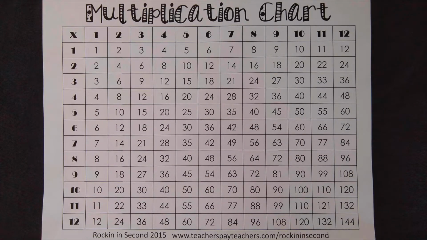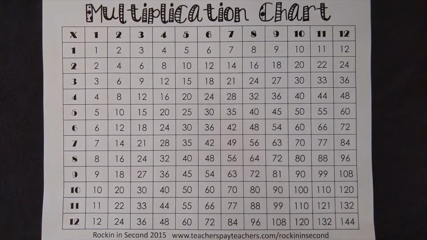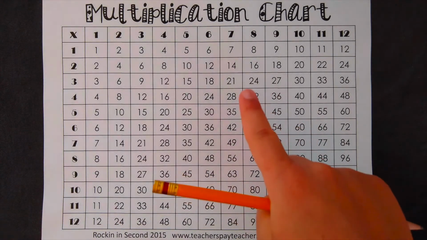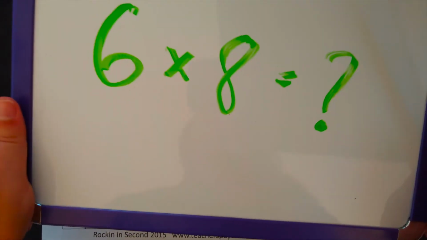Here we have a multiplication table with all the factors you should know. Using this, you can test yourself to see if you know them. For example, what is 6 times 8?